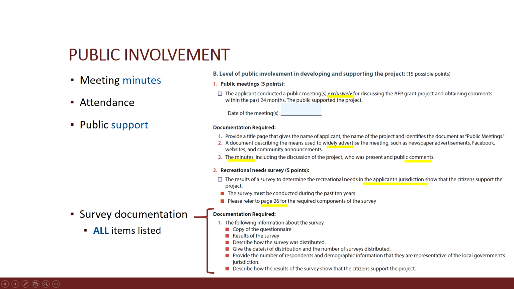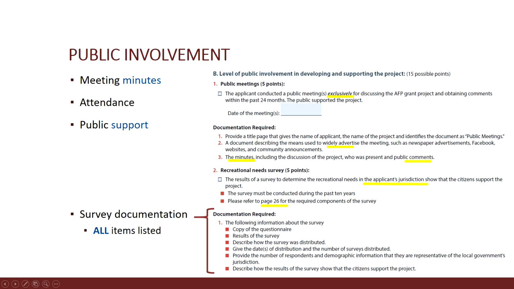Public involvement, again, look at that. What's required of public meetings? Is it a meeting exclusively for discussing the AFP project, the grant project? We're looking at those key words. Did you widely advertise? So does everybody hear about it and have the opportunity to come? How did you get the word out about these meetings? If it's just a postcard or just at your community center, then that's a smaller audience. That's just people that use your community center. We want it to be broad. So was it widely advertised?